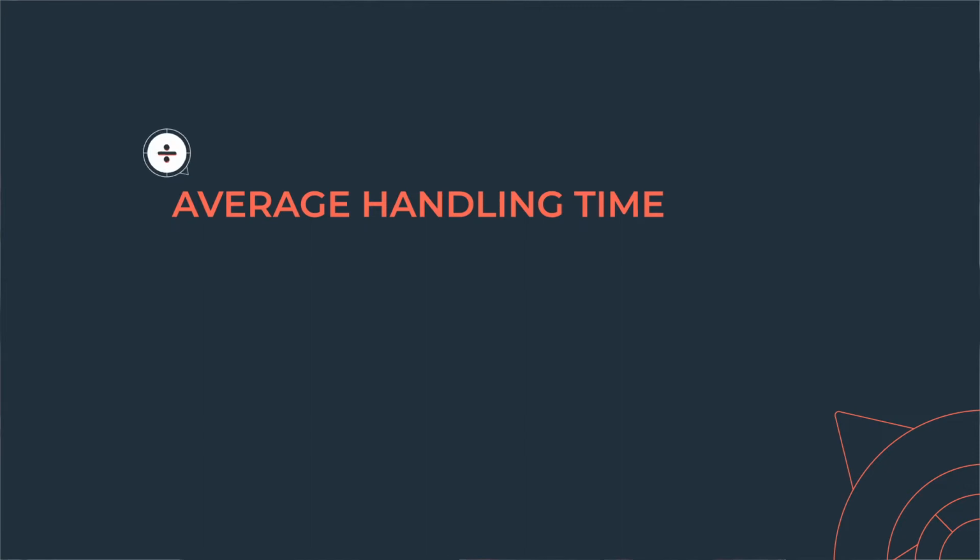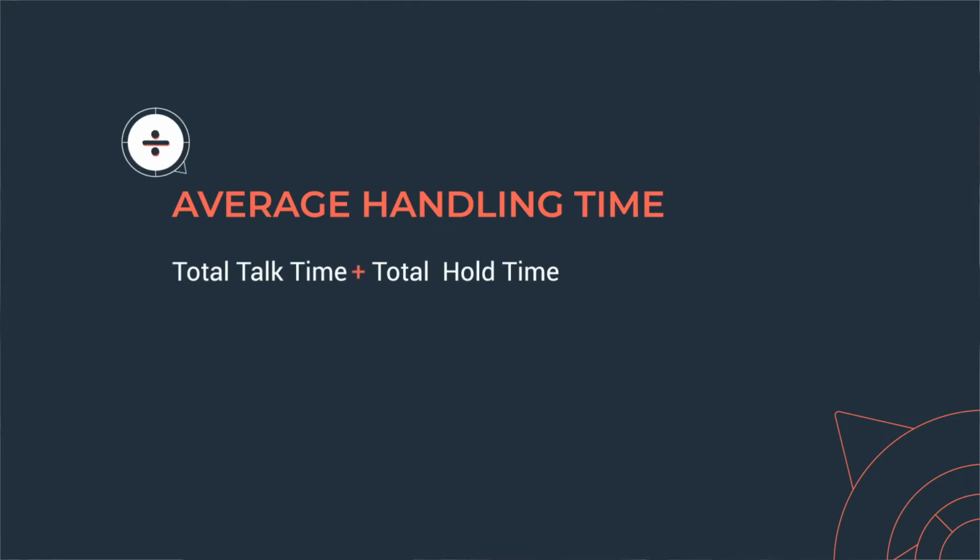Let's start with average handling time. The formula is the following. Average handling time equals total talk time plus total hold time plus total wrap-up time, divided by all handled calls. Average handling time is an excellent indicator of performance, efficiency, and cost. Therefore, let me give you some more tips on how to reduce your average handling time.